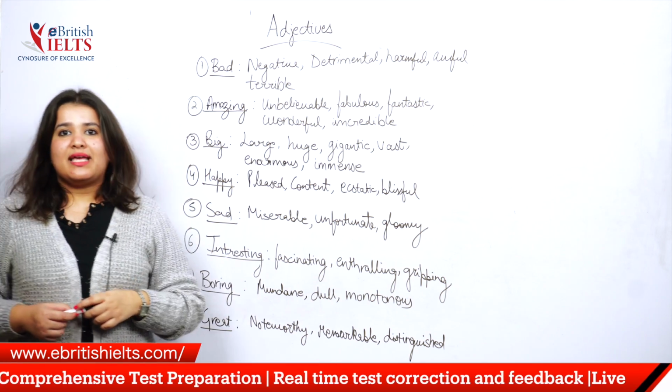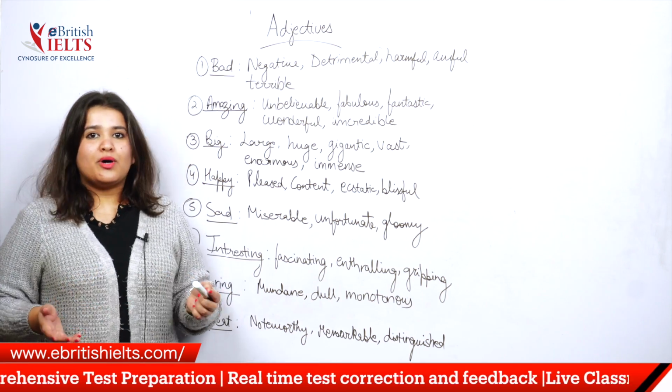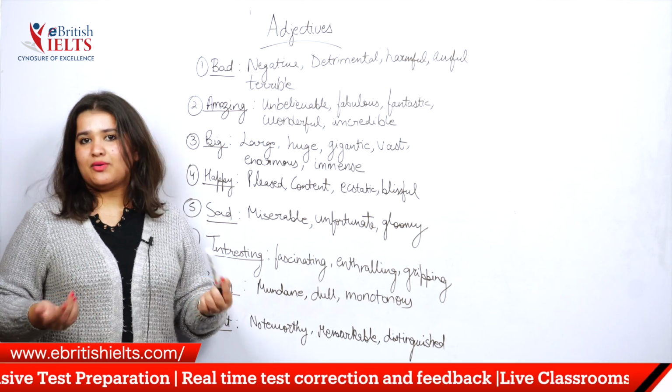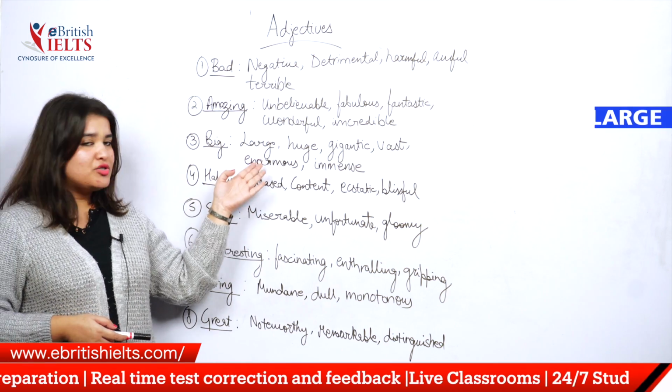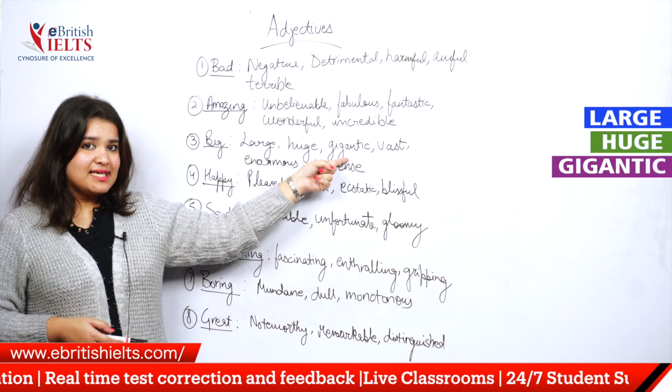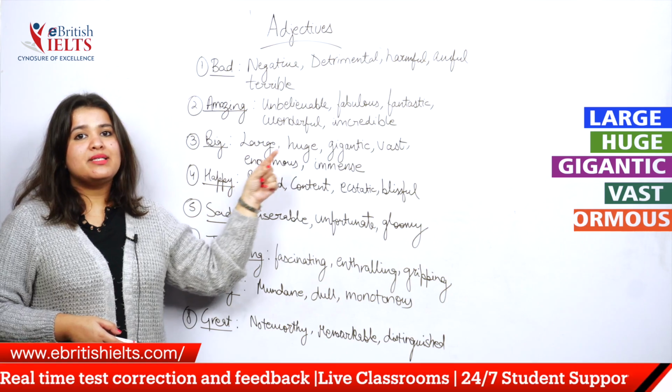The third word is again very common, big. We all know what big means. What is the opposite of big? We know it's small. So here we can use the words large, huge, gigantic, vast, enormous, and immense.